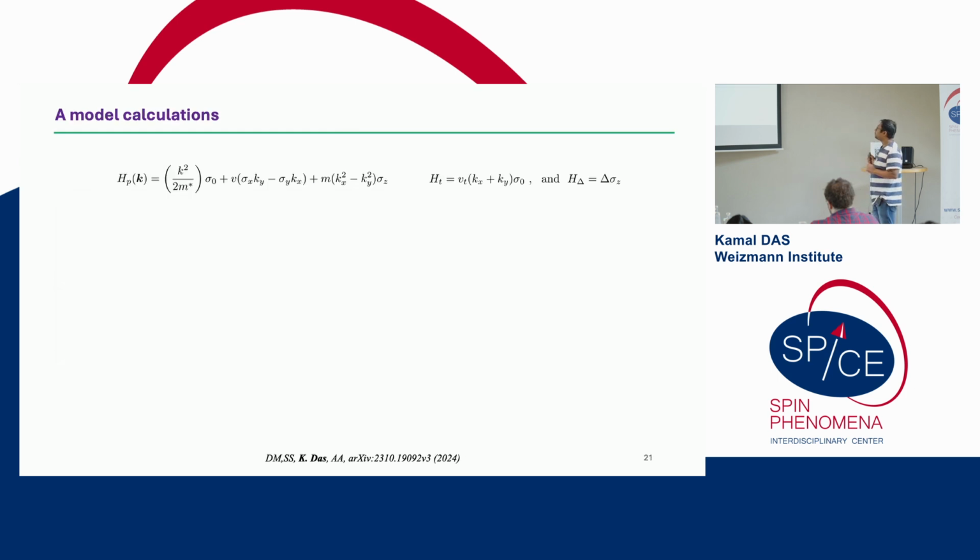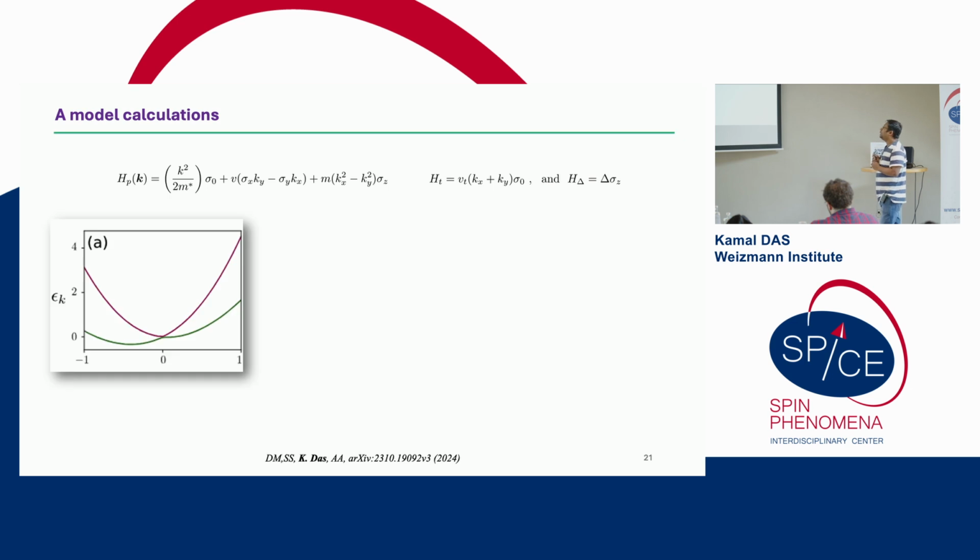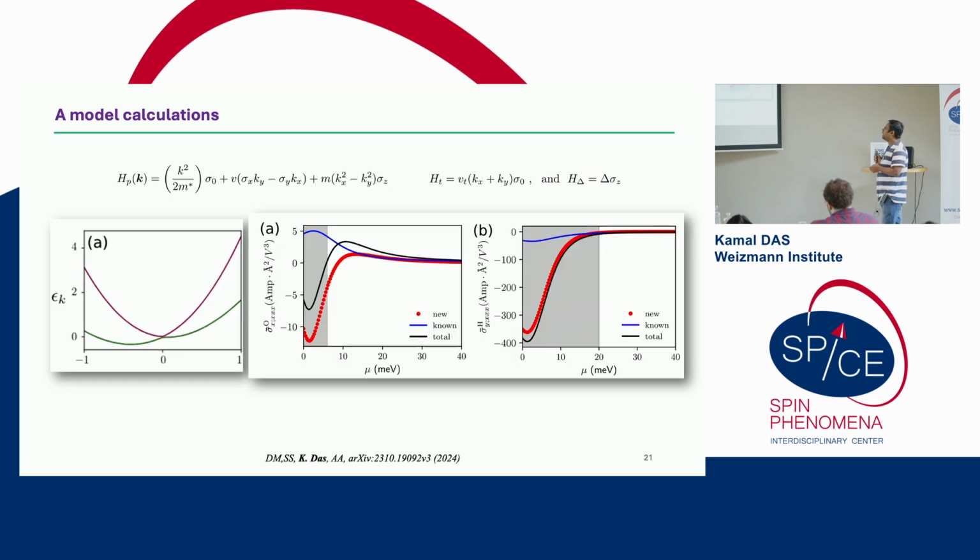Then we did a model calculation for this. This is how the dispersion looks, and this is what we get. So the left one is the ohmic contribution, the dissipative contribution, and the second one is the Hall contribution. You will see three curves here. The black is total, the blue one is what was known, and the red one is what we predicted. And we find that the red one contributes significantly.